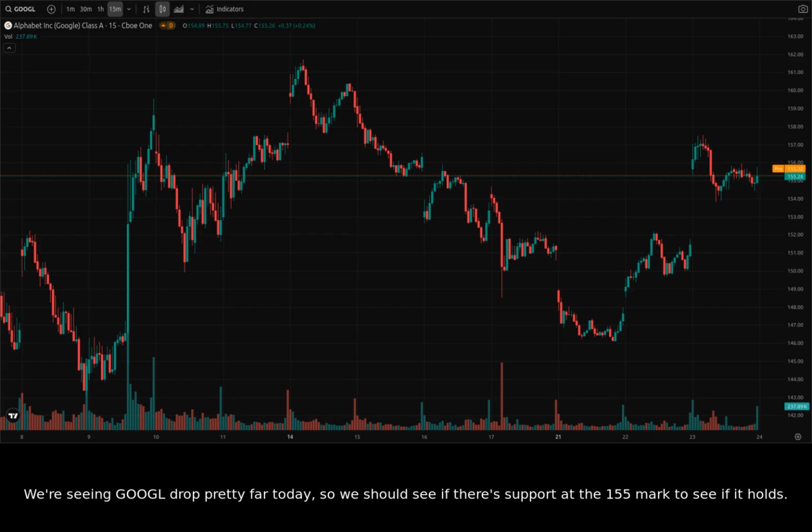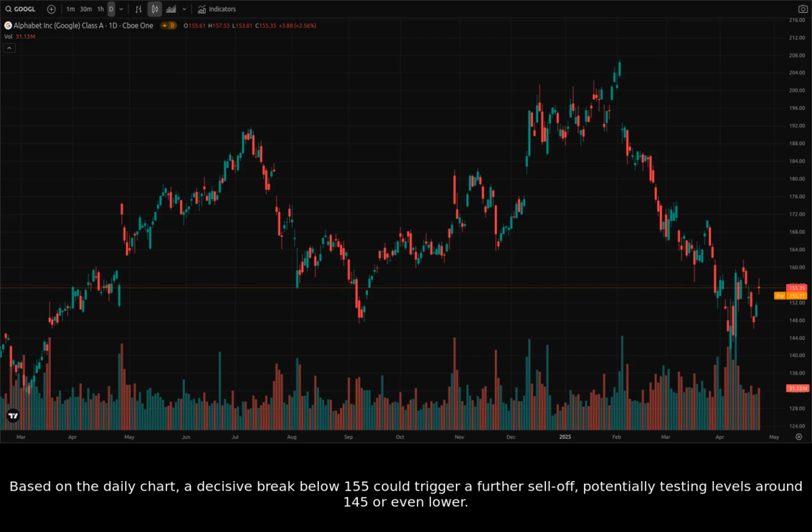We're seeing Google drop pretty far today, so we should see if there's support at the 155 mark to see if it holds. Based on the daily chart, a decisive break below 155 could trigger a further sell-off, potentially testing levels around 145 or even lower. On the upside, a sustained move above 160 could signal renewed bullish momentum, targeting previous highs around 170.